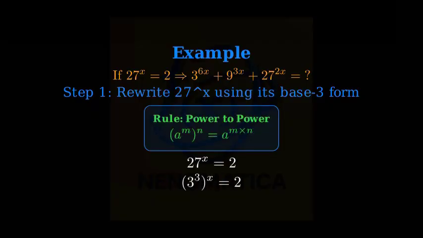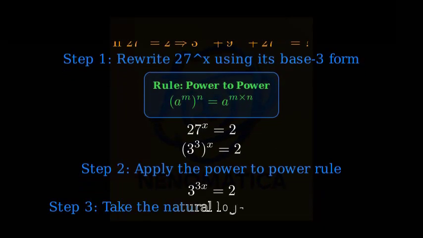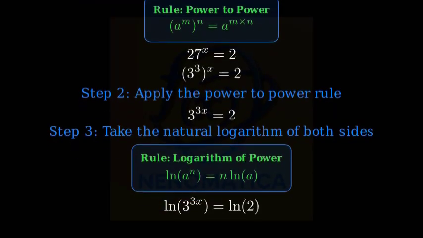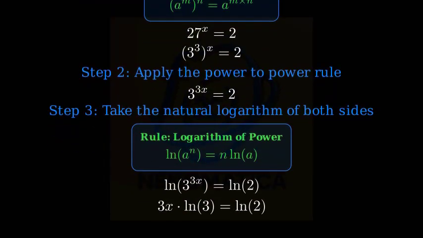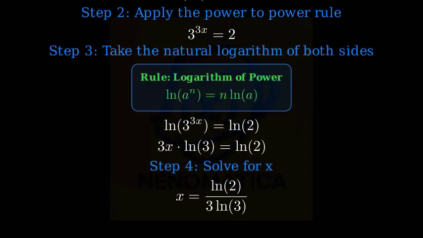Let's rewrite 27 as 3 cubed to better work with its exponent. Now we can apply the power to power rule, which states that when a power is raised to another power, we multiply the exponents. So 3 cubed to the power of x becomes 3 to the power of 3x. To solve for x, we'll take the natural logarithm of both sides. This will bring the exponent down as a coefficient. Now we solve for x by dividing both sides by 3 times the natural log of 3.